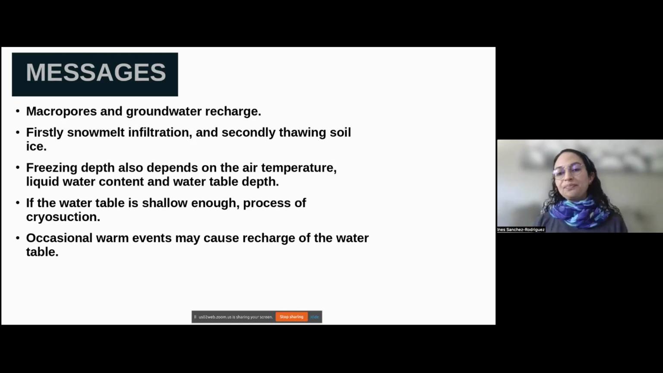And finally, and really important for people keeping an eye on climate variability and climate change: during those warm midwinter events, the groundwater table can be recharged by water that infiltrates the soil due to snowmelt in those small periods.